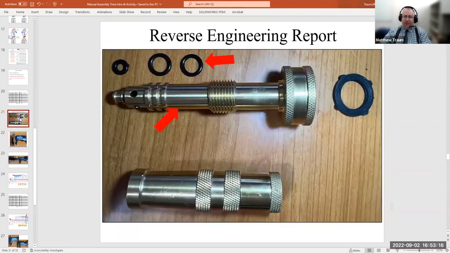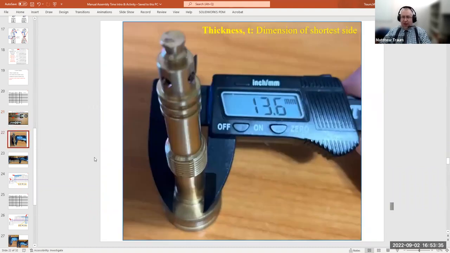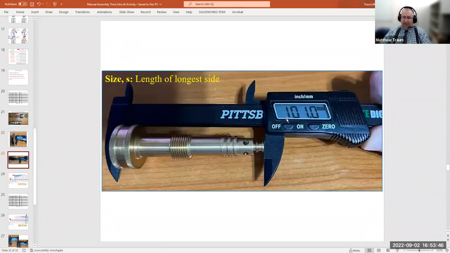I'm going to pick up this part first, the brass part, and I have to determine the alpha angle and the beta angle, which I'll talk about in a second, but I also have to determine the size and the thickness. The size and the thickness I can come up with just by measuring. I'm going to grab this thing, like I said before, around the collar here. Its thickness is 13.6 millimeters, and its size is 101 millimeters. So I've taken those measurements.